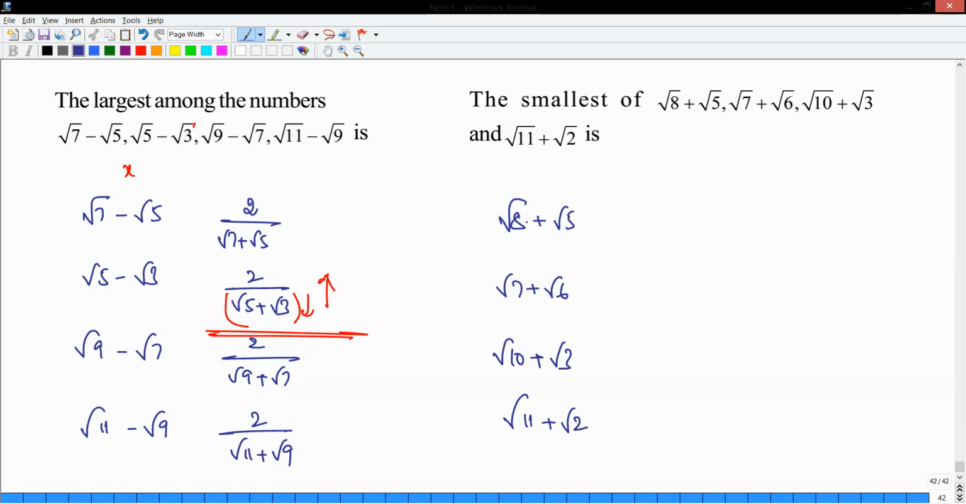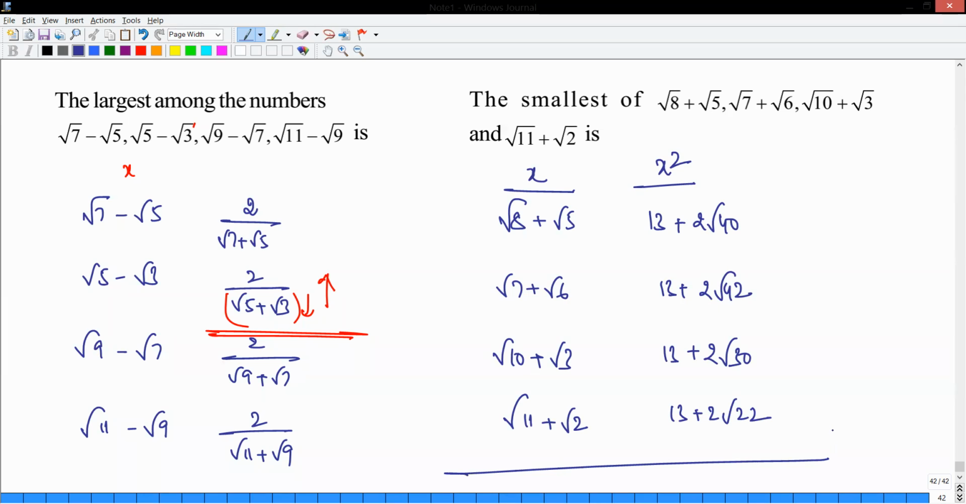I think we have done a similar one. Square it. 13 plus 2 root 40. 2 root 42. 30. 2 root 22. So the answer is this one.